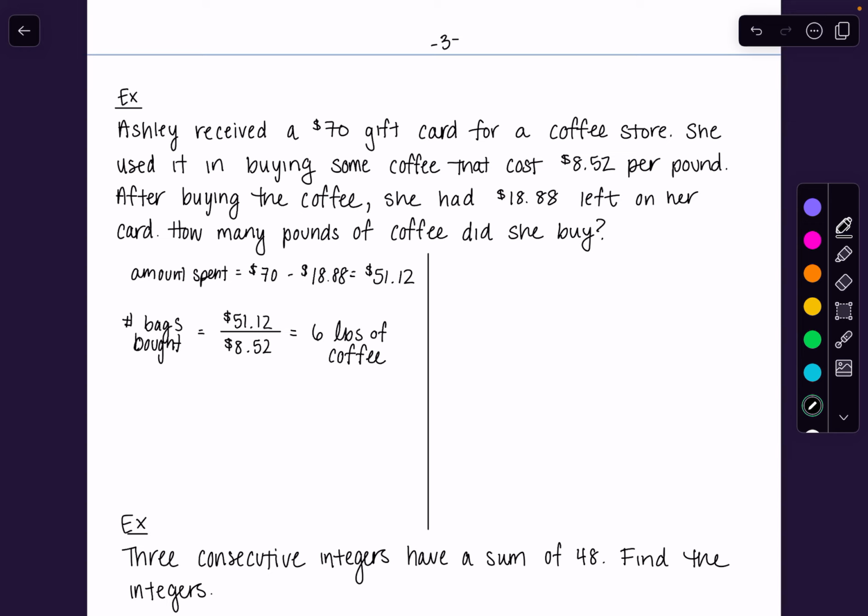Okay. So again, absolutely not necessary to set up an equation. I'm going to show you what that equation would be though, so you can see it. If we break this into words, the gift card amount is going to be the amount she spent plus the amount remaining.